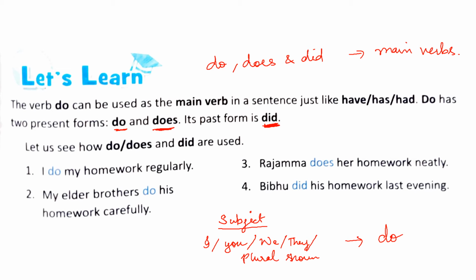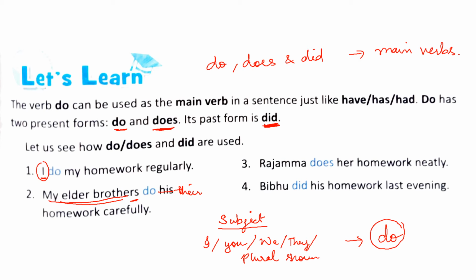You can see the example here. I do my homework regularly. Here the subject is I, right? And with I we use do. Similarly, see, my elder brothers do his homework carefully. Here is a mistake, okay? My elder brothers do their homework carefully. Here the subject is my elder brothers. Now brothers means plural. So with plural you use the verb do. My elder brothers do their homework carefully.